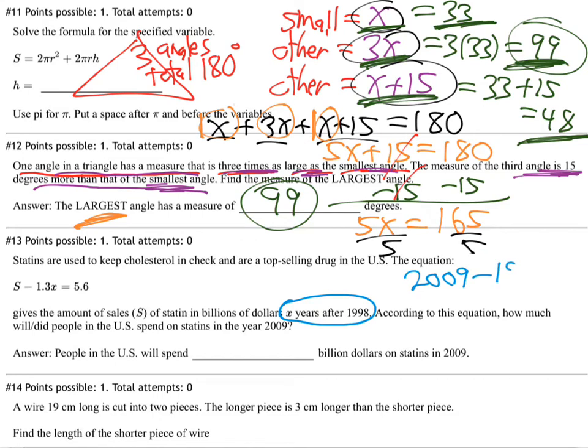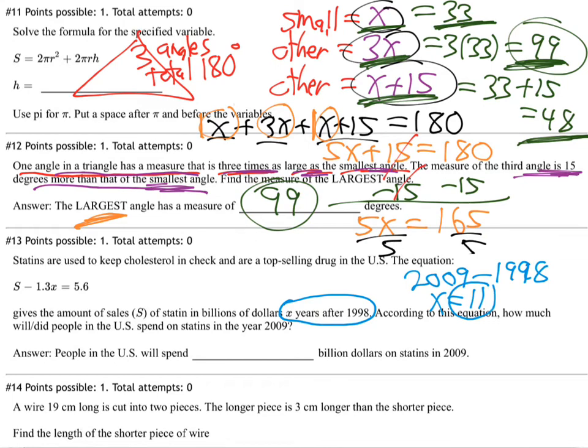subtract 1998, and we get x equals what, 11? That's 11 years after 1998, isn't it? That makes sense? So they're basically telling us x is 11. If it's the year 2009 and x is how many years after 98? X is 11. So just take that 11 and pop it in for x into that equation.